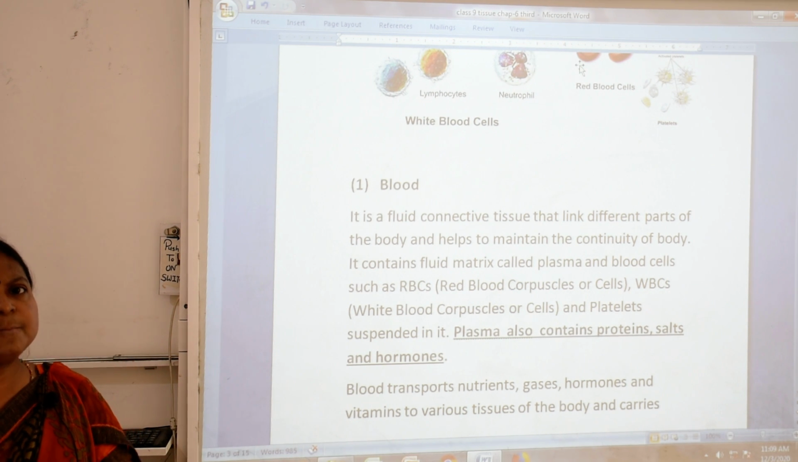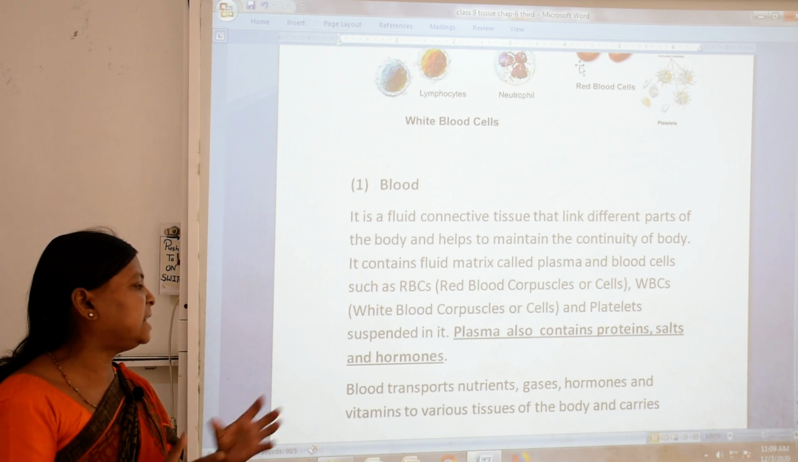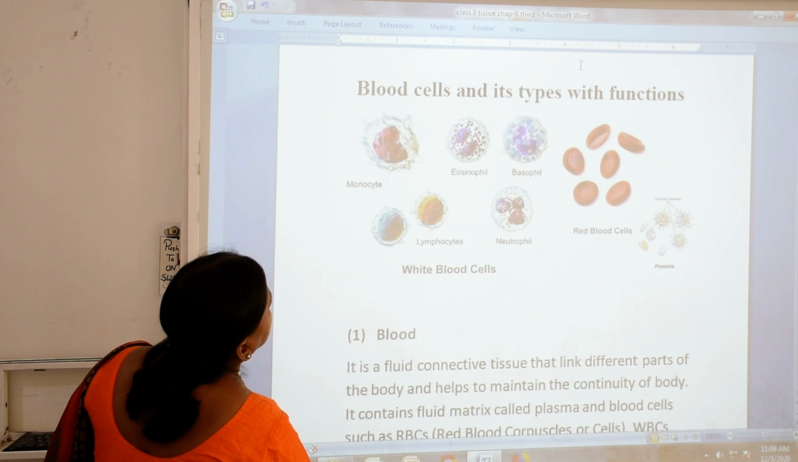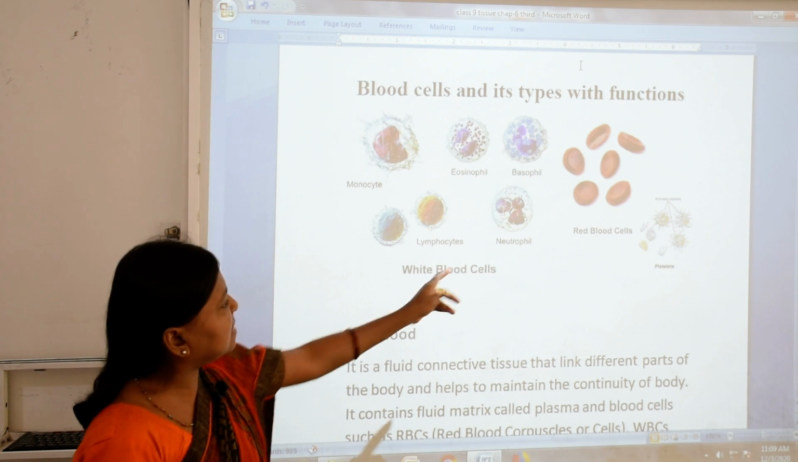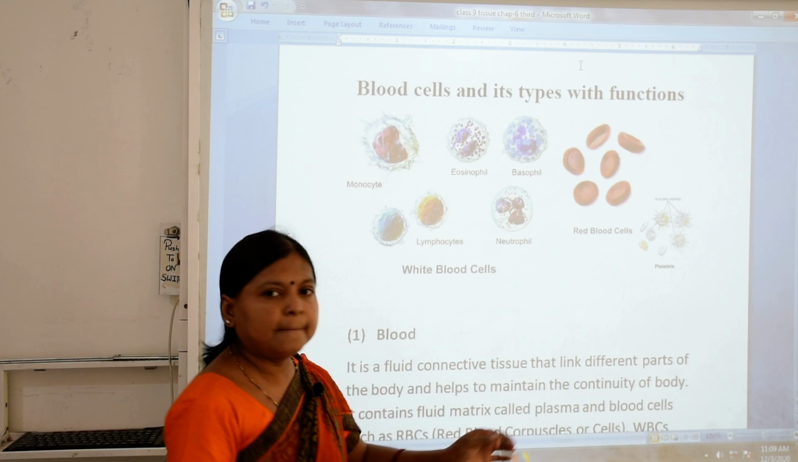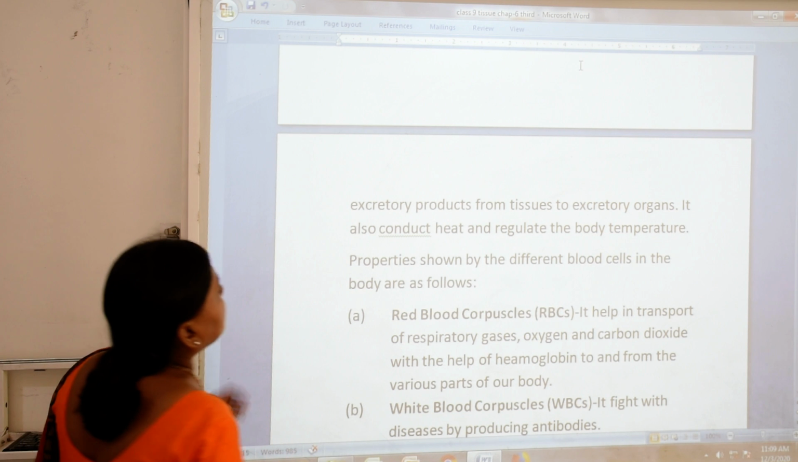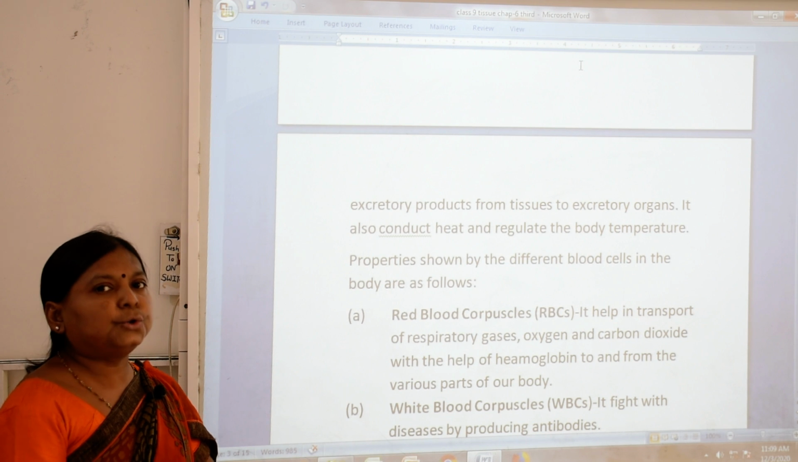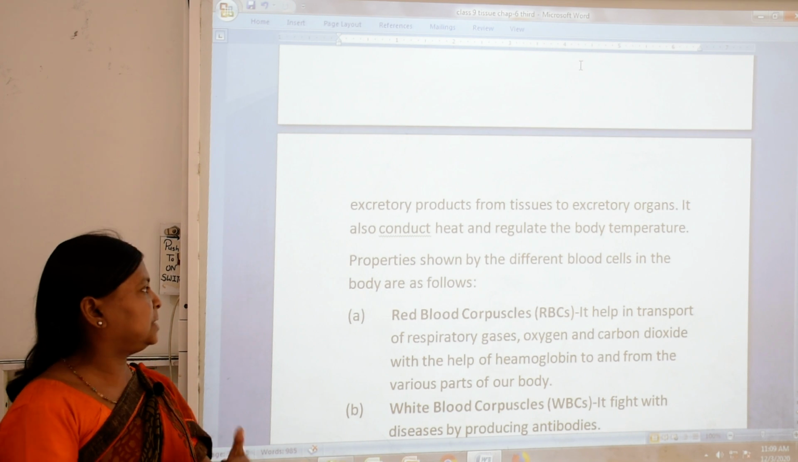What is the main function of the blood? Do you know, blood carries nutrients, gases, hormones and vitamins to various tissues of the body. Now we will see the structure of the blood cells. These are the white cells, lymphocytes, neutrophils. These are red blood cells. These are monocytes, eosinophils, basophils, and these are the platelets. Do you know this blood also transports excretory products from the tissues to excretory organs. It also conducts heat and regulates the body temperature.